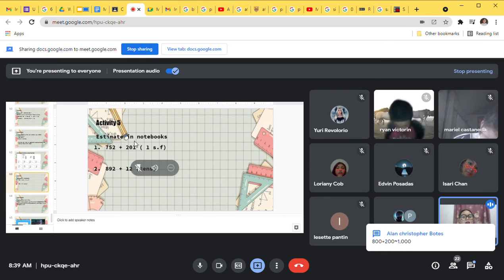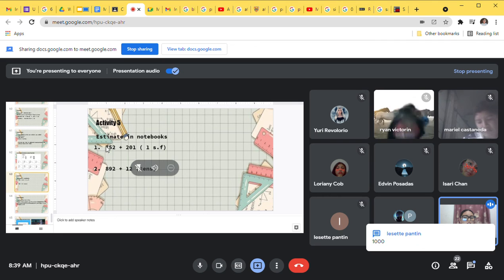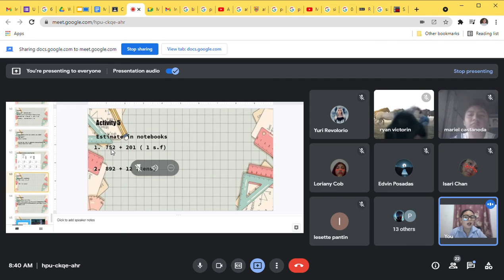Remember that we are rounding off to one significant figure, so we have to take a look at the first digit here, right? Which is 7. We locate this number, we put our vertical bar, we take a look at the 5. Because the number here is 5, we need to add 1, so this becomes 800. And the 200, we locate the 2, we put our vertical bar, we now look at the 0. Because it is a 0, we do not change the 2, right? And we just fill in with 0. So we have 800 plus 200 equals 1000, right?